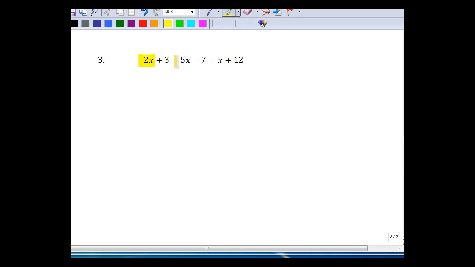When I look at this left side, I see a 2x and a negative 5x that I can combine, and I also see a 3 and a negative 7 that I can combine. So when I combine those like terms, combining the x's, I get negative 3x, and combining my constant terms, I get minus 4. On the right-hand side, these are unlike terms, so there's nothing to combine there.